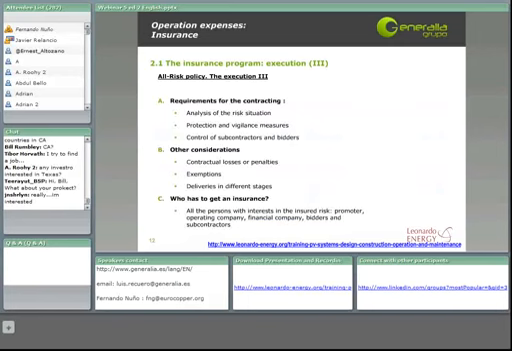Anyway, it is important to know that all the persons and companies who are involved in the plant execution must have an insurance. So, the promoter, the operating company, the financial company, and those subcontractors or workers, if they are not included in our insurance, they must have their own insurance.